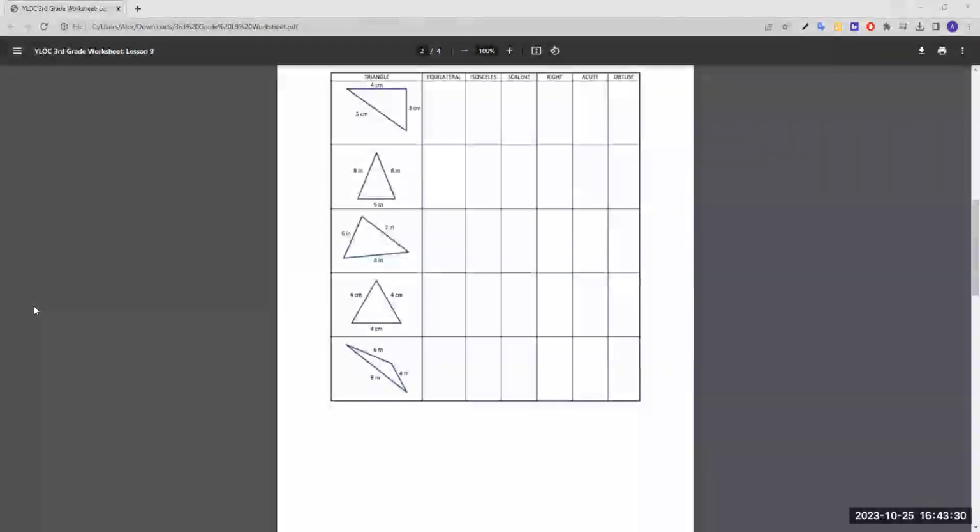Now moving on to the last one. 6, 8, 4. None of those are equal, so it's scalene. And this angle right here is above 90 degrees because a right angle would be this, which is 90, and this angle is larger than that, so it would be obtuse.